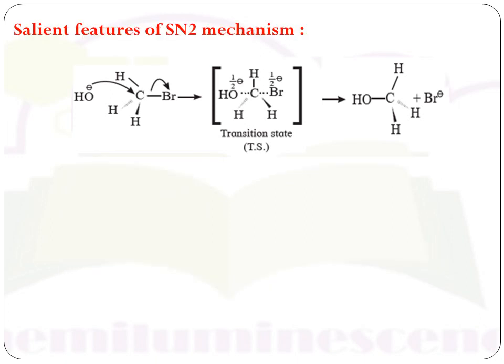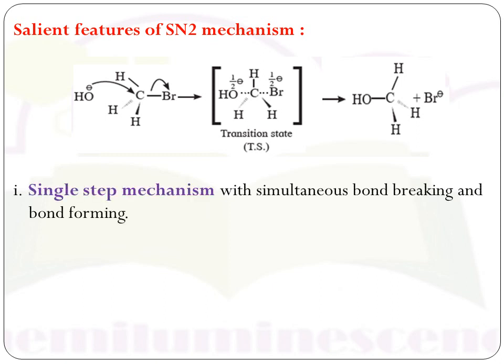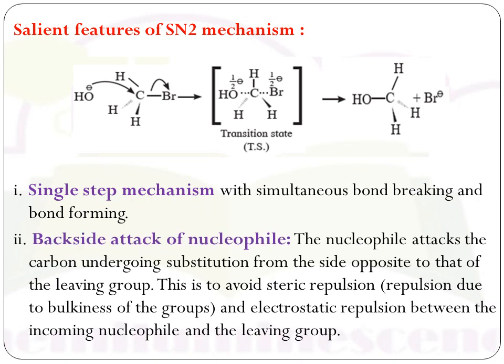Let's see the salient features of the SN2 mechanism. First one is it is a single step mechanism, that is bond formation and bond breaking take place simultaneously. Second one is backside attack of the nucleophile, that is the nucleophile attacks the electrophilic carbon atom opposite to the leaving group to avoid steric repulsion and electrostatic repulsion between the nucleophile and leaving group.